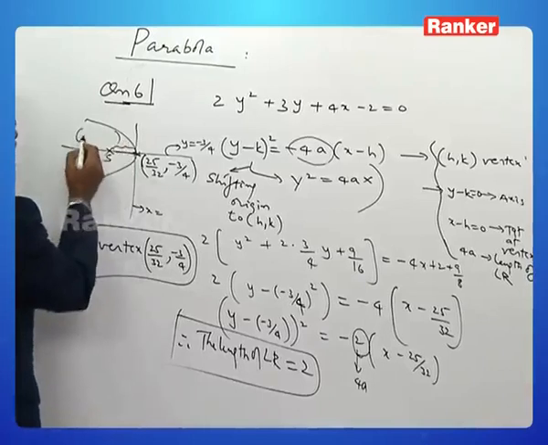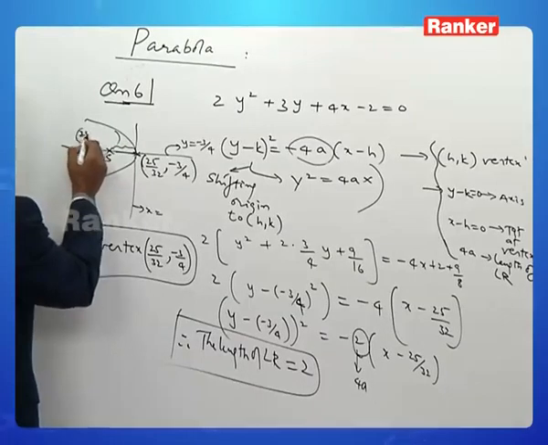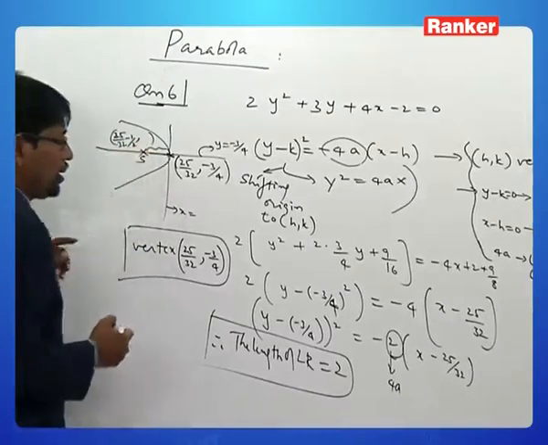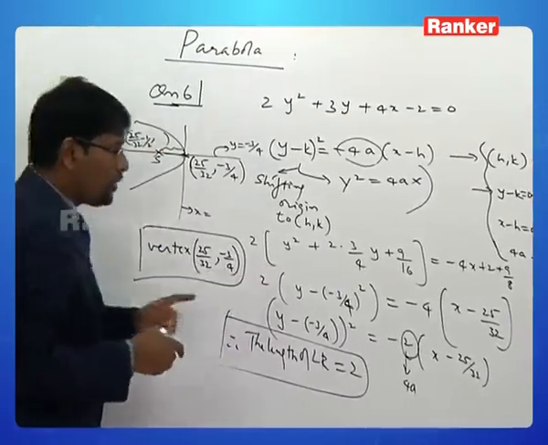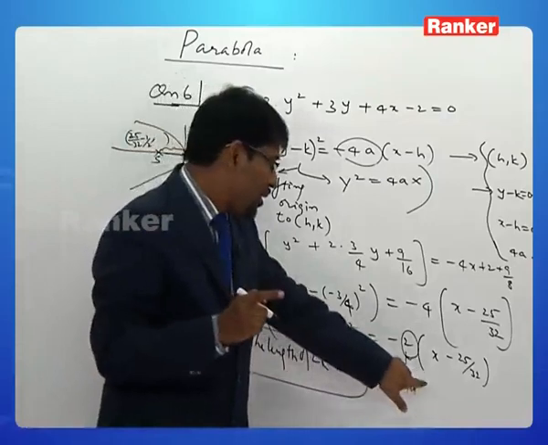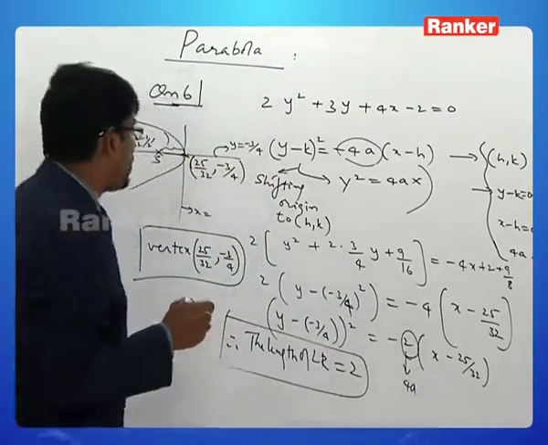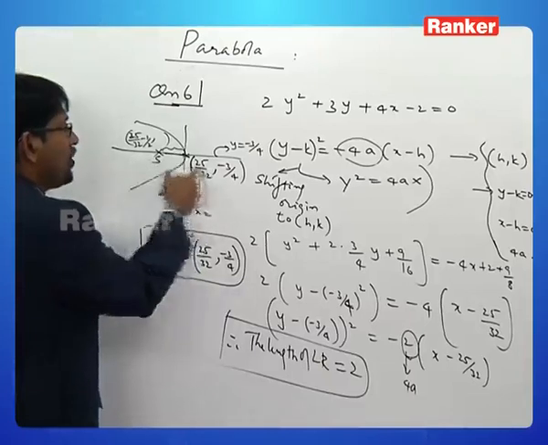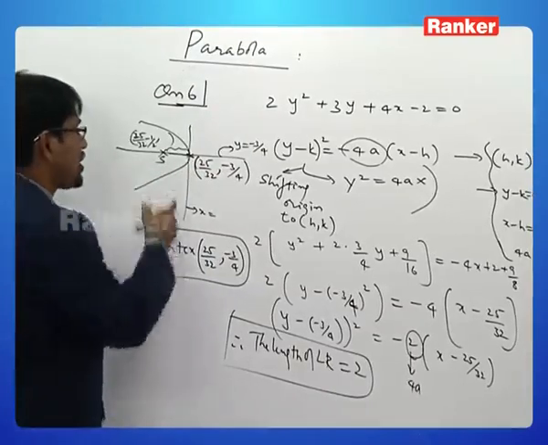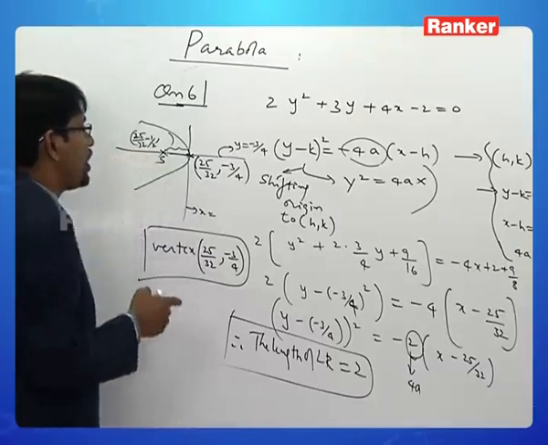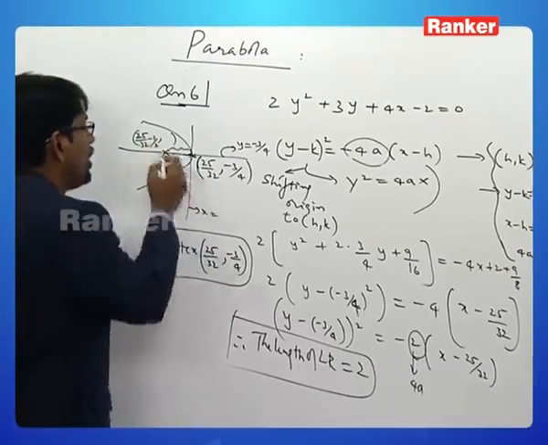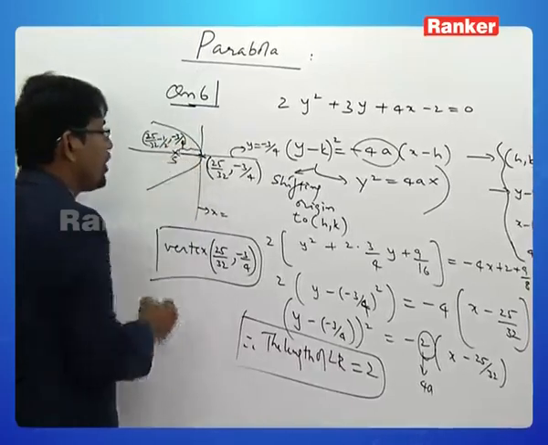So half units if you move here on this. So 25 by 32 minus half, that is a units. What is a? 4a is 2, so a will have been 2 by 4, that is 1 by 2. 25 by 32 minus half, we have to move parallel to the x axis by a units, and then what do you get here? (25 by 32 minus half, minus 3 by 4). That would have been the focus.